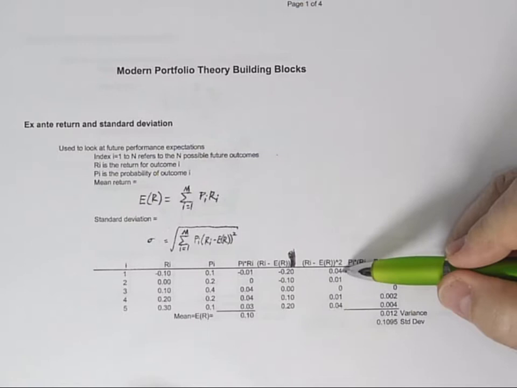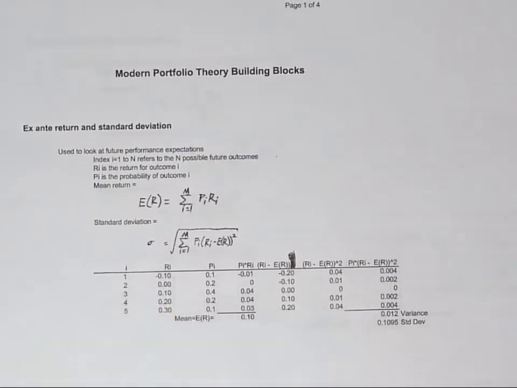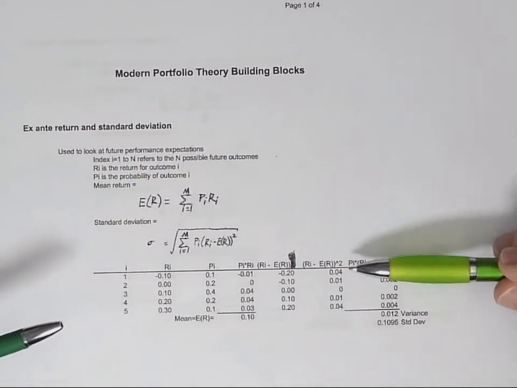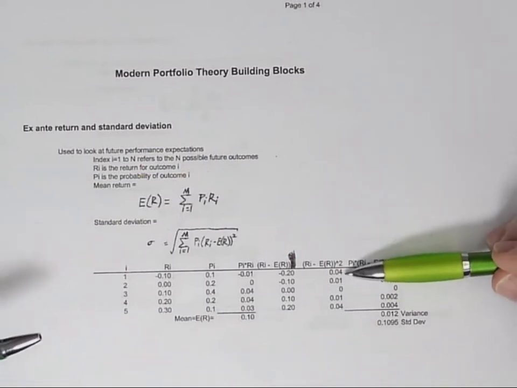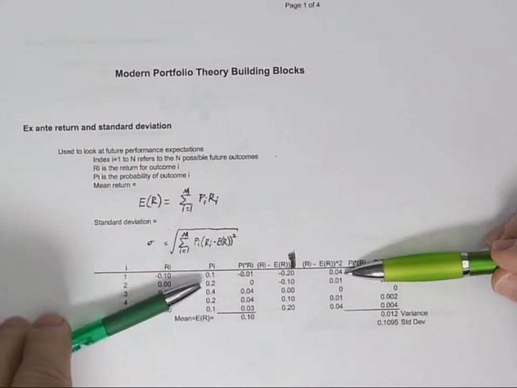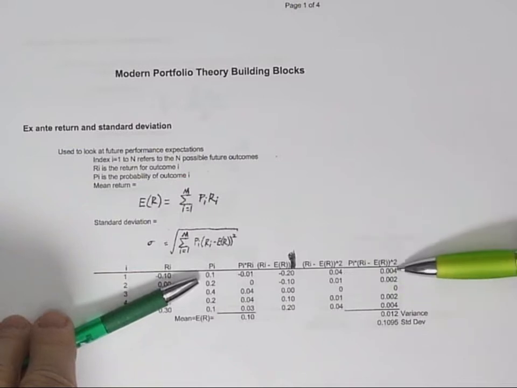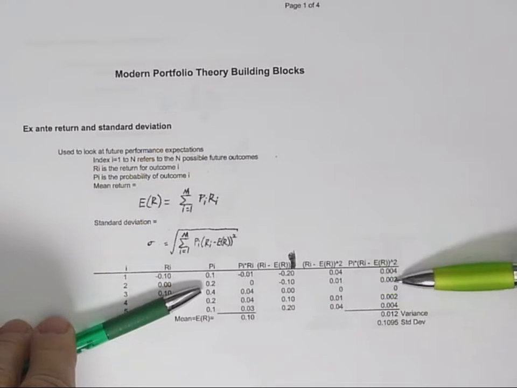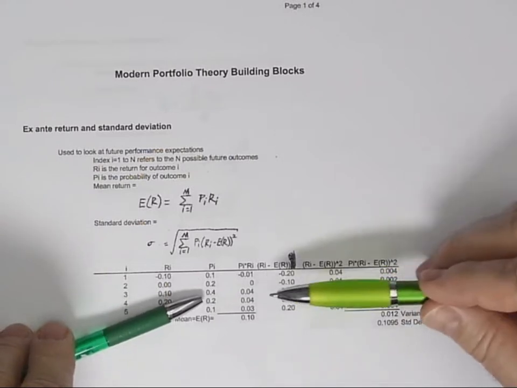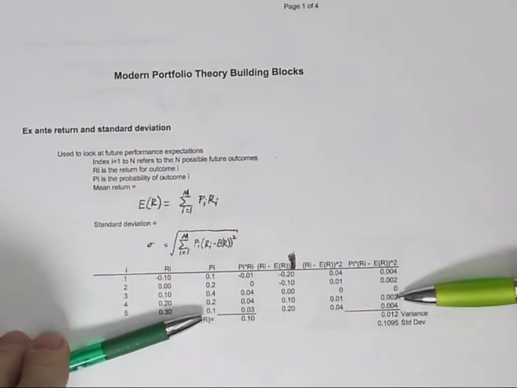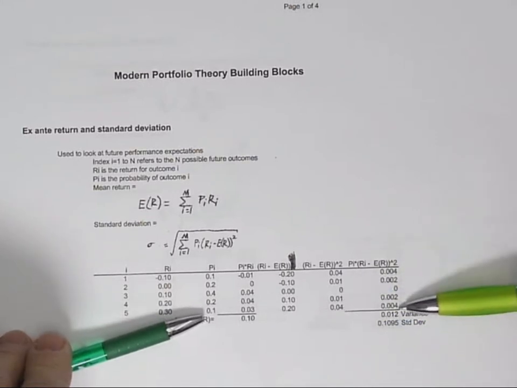So we're going to take this number here, 0.04, and multiply it by this probability here, which is 0.1. 0.1 times 0.04 is 0.004. And 0.2 times 0.01 is 0.002. And 0.4 times 0 is 0, and 0.2 times 0.01 is 0.002, and 0.1 times 0.04 is 0.004.